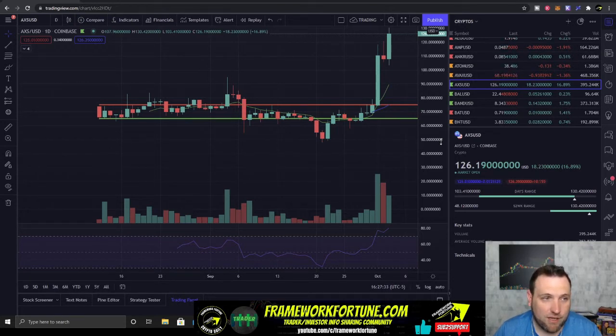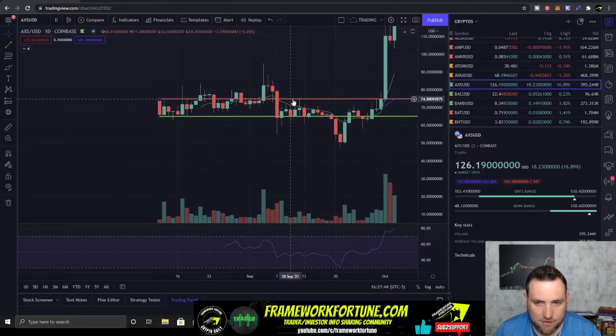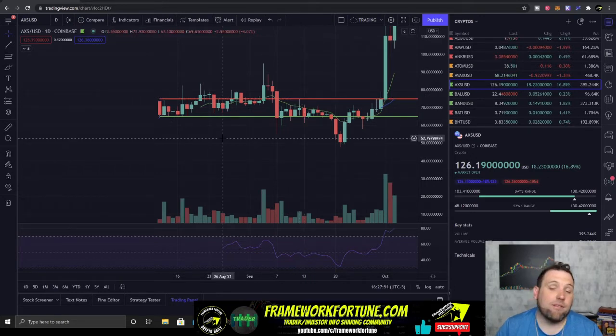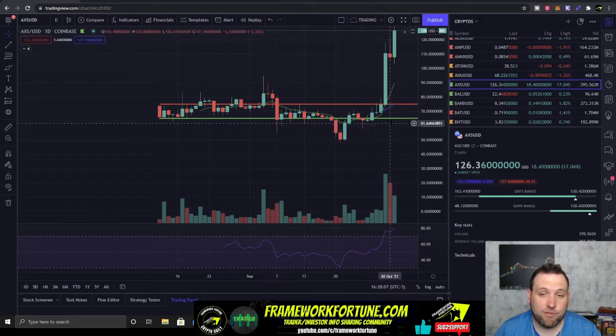If we look right here at AXS, Axie Infinity, over the last couple of months, it was kind of going sideways between these two lines, and you can guess what these two lines are. This is the floor, support, and this is resistance. Now, there's a couple of different types of support and resistance. I'm going to go over all three of them, but there's one general rule to keep things simple that you can go by.